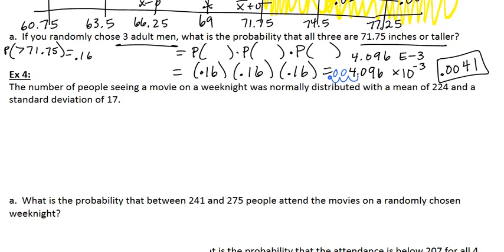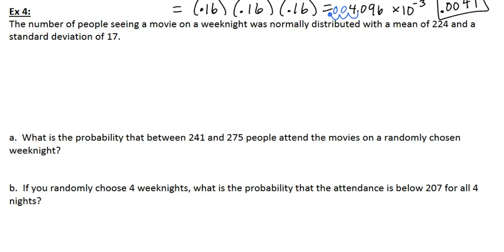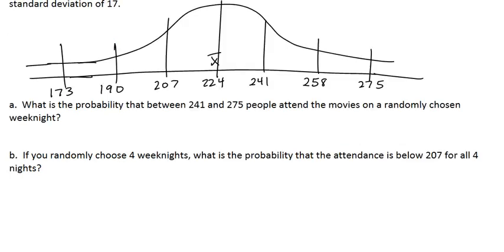Last but not least, example 4. I would like you to pause the video and try to see if you can set up your bell-shaped curve on your own correctly. Alright, have a look, see if it matches what you got. So notice again, x bar is 224, and then the other ones I use a standard deviation of 17.